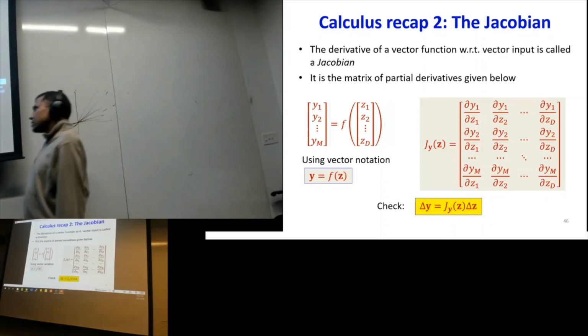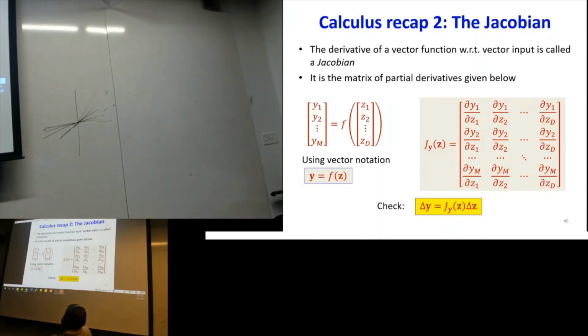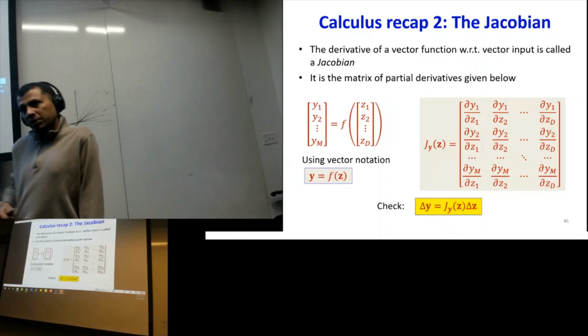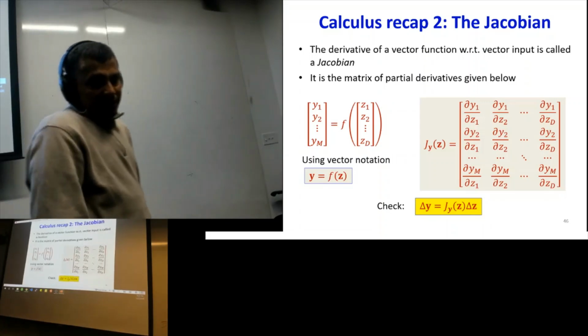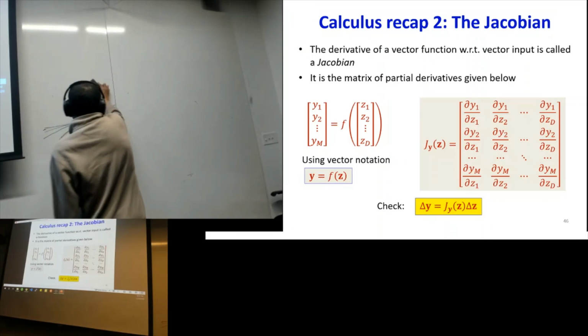Now, we can actually write the relationship. You can see that if you write things out in this manner, a small perturbation in y that results from a small perturbation in z is related to the corresponding small perturbation in z through this relationship, delta y equals Jacobian times delta z. You can actually verify this because delta y is a vector of small perturbations of y. I'd write delta y in this manner.